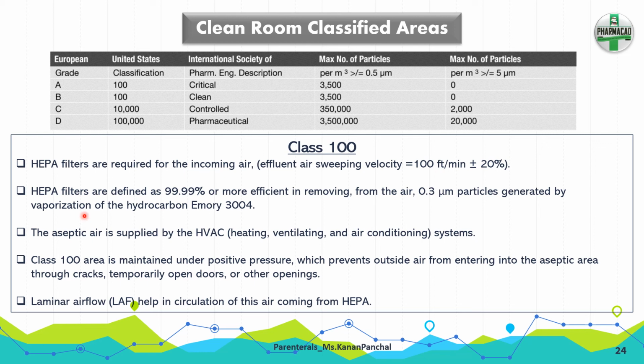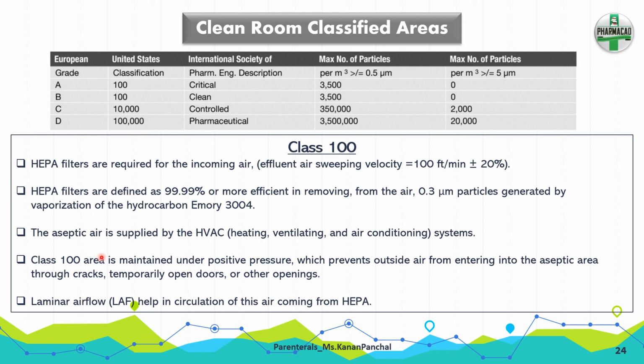So what are HEPA filters? They are defined as 99.99% or more efficient in removing from the air 0.3 micron particles. So the air passing through these filters is 99.99% efficient to remove 0.3 micron particles. Now this air is usually the aseptic air, and it is supplied by the HVAC system, which is the heating, ventilating and air conditioning system. So the entire system holistically is the HVAC system, where the filter used is a HEPA filter.